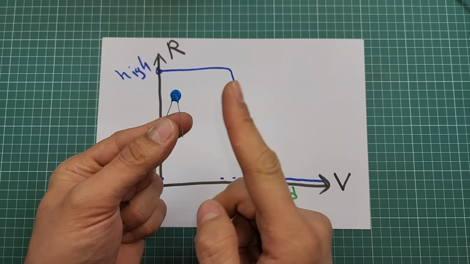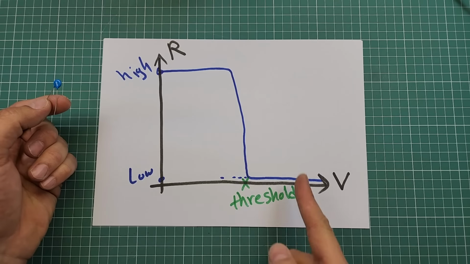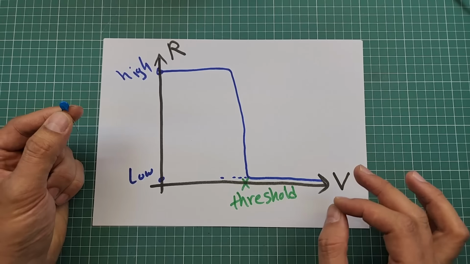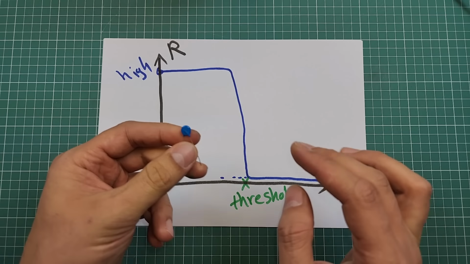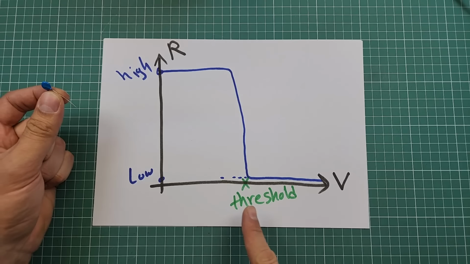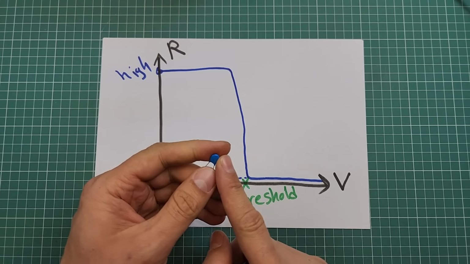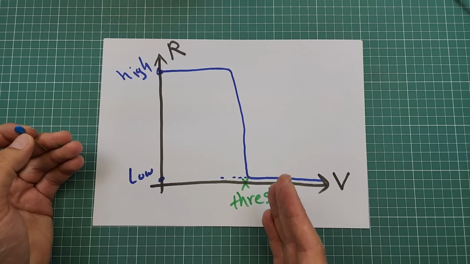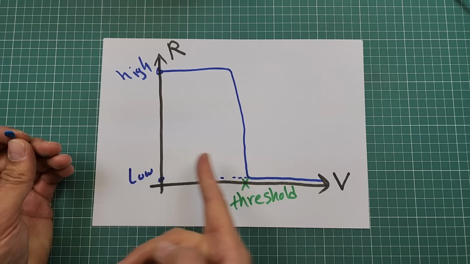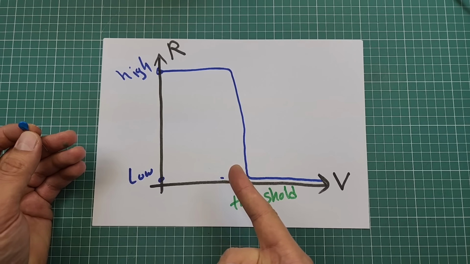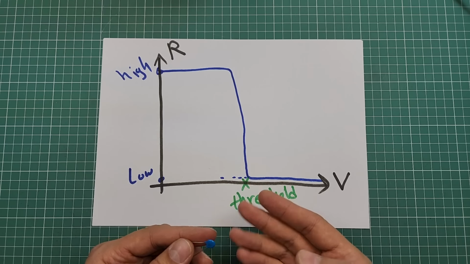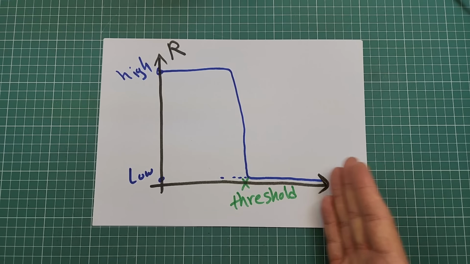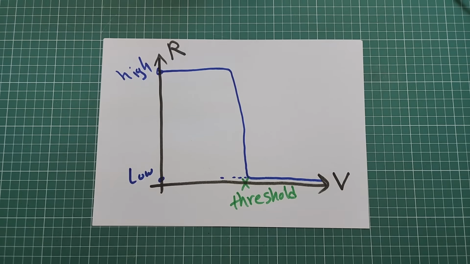Each varistor has a nominal voltage rating that indicates the voltage threshold that makes this component pass current by decreasing its resistance. For example, if the nominal voltage is 100 volts, it means that the varistor has a very high resistance when the voltage across its leads is lower than 100 volts. Look here, this area. And it has a low resistance when the voltage across its leads is higher than 100 volts. Look, this area.